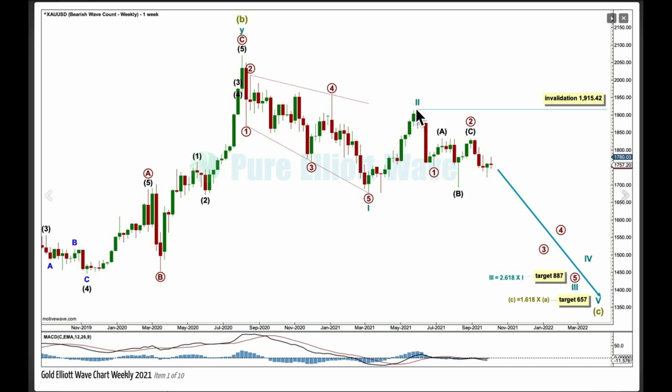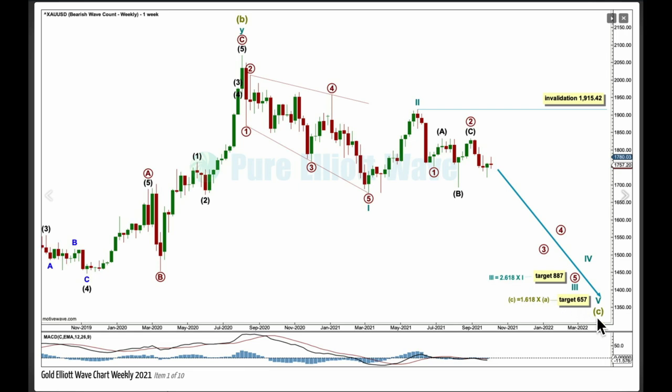Supercycle C may have begun here with wave 1 complete, wave 2 a deep zigzag complete, and wave 3 may only subdivide as an impulse. Within it, waves 1 and 2 may be complete. If 2 continues sideways as a double flat, it may not move beyond the start of 1 above 1915.42. If 2 is over here, this is where 3 begins.